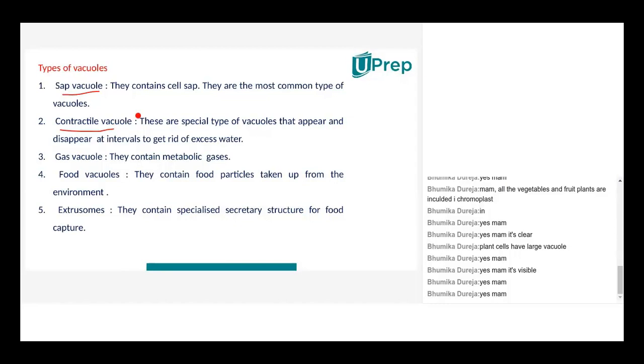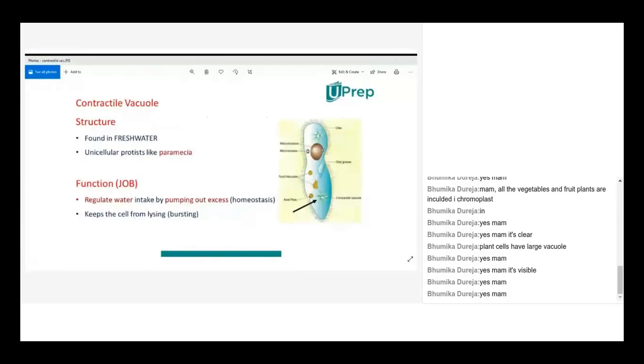Okay, fine. So when you take the contractile vacuole, you'll find it in animal cells. So there's a difference. Sap vacuole you'll find in plant cells, but contractile vacuole you'll find in animal cells. For the best example of contractile vacuole, I'll show a slide. You'll get a better idea. You will find the contractile vacuole in animal cells, especially in protists. Their function is different from the plant cell because the animal body is different from the plant body. So obviously the vacuole function will be different.